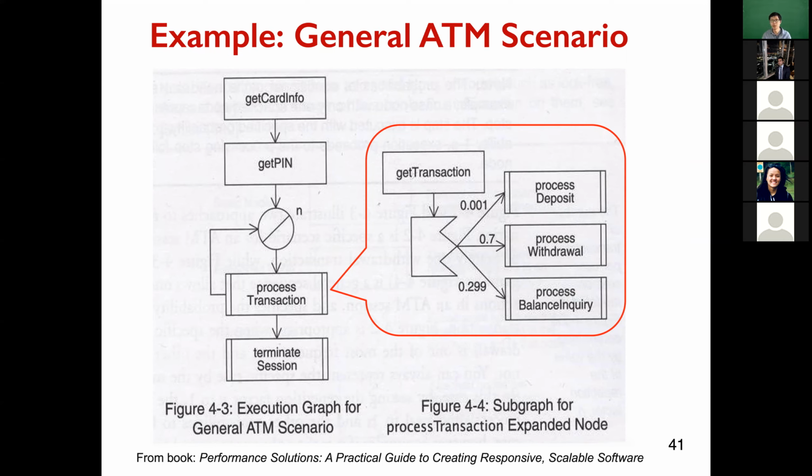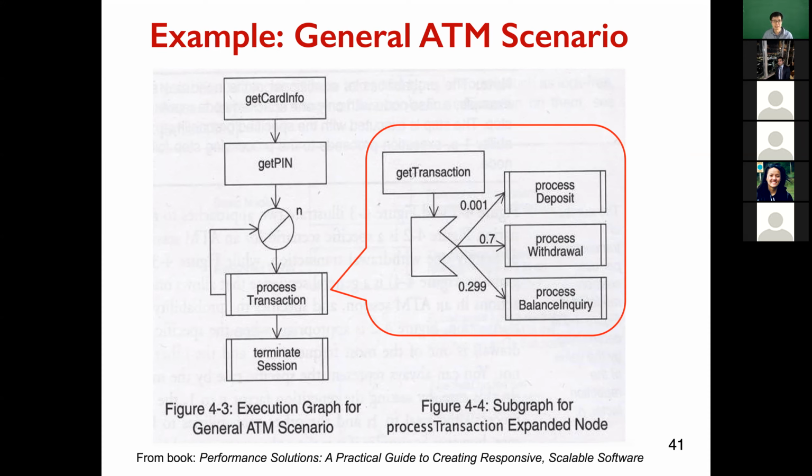So there you can repeat it many times. So there's an N here. There's a repetition node. Here you see the process transaction node is an expanded node because it can be expanded to further detailed steps. So here we see they actually expanded a subgraph of the process transaction node, right?